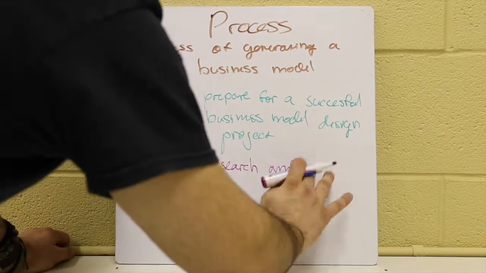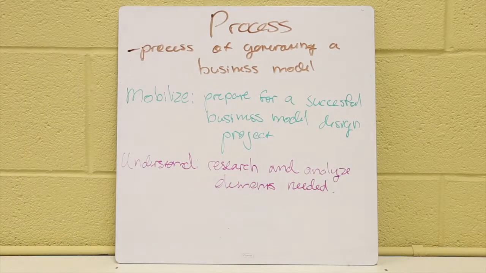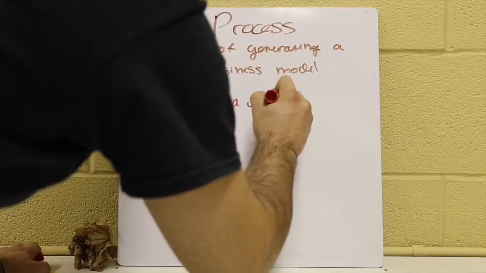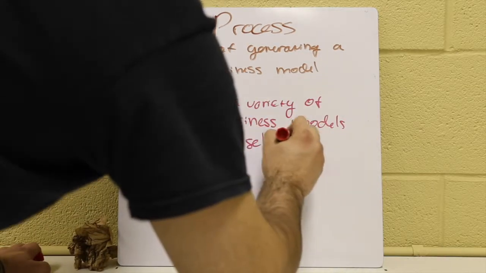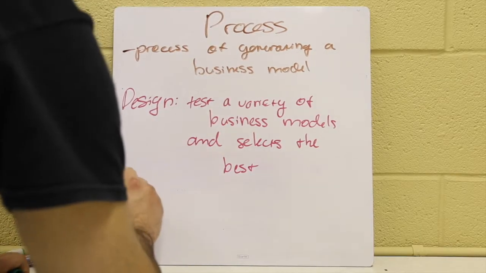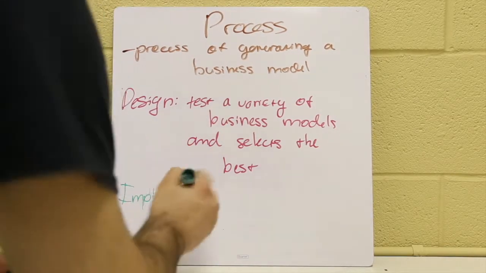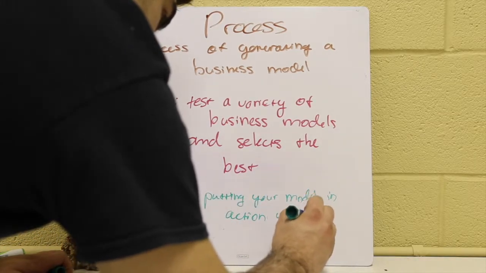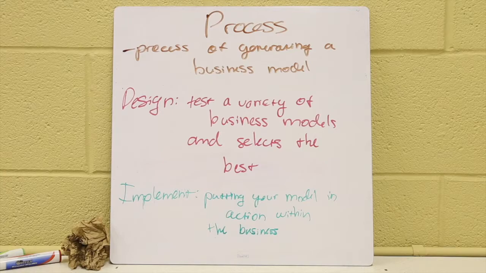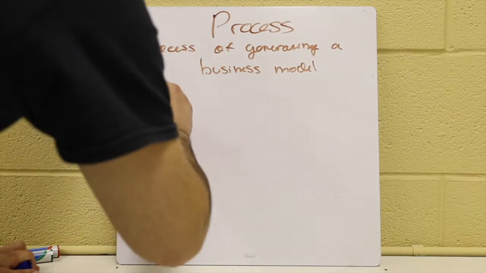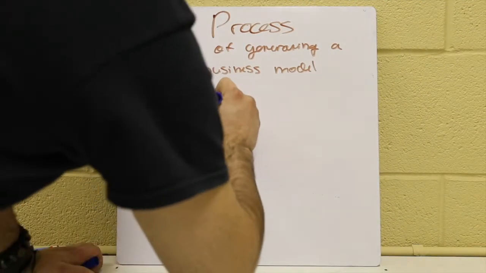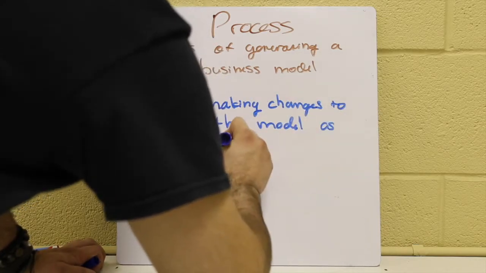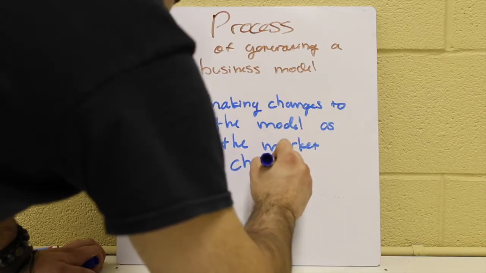Understand refers to the research and analysis elements needed. Third phase of the process, design phase, where firm tests a variety of business models and selects the best. Following design, implement phase. Implement phase, which refers to putting your business model into action within your firm. The last phase of the process is manage, which refers to making changes to the business model as the market your firm is in changes. And that would conclude the summary of business model generation.